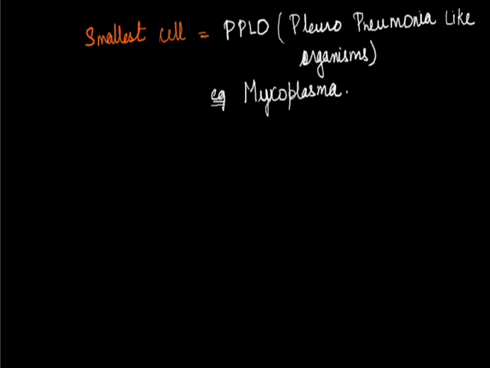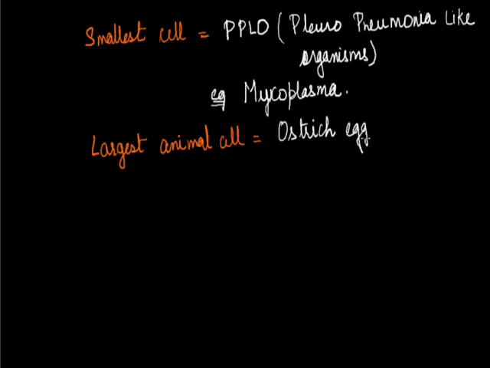Now after the smallest, the next is the largest cell. And in that category, the largest animal cell is the ostrich egg. And this ostrich egg is the largest animal cell because it is approximately 15 centimeters in diameter with shell and 8 centimeters in diameter without shell.